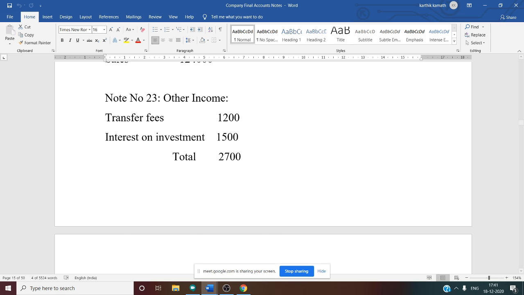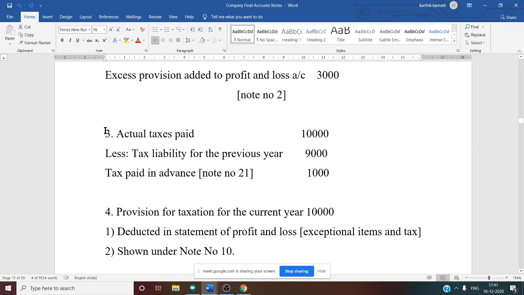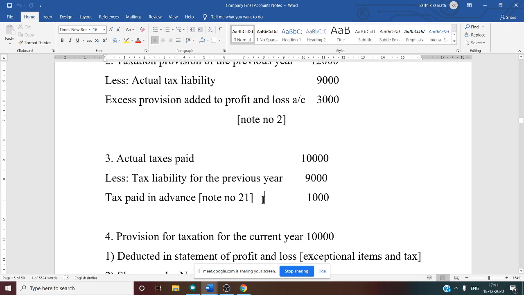Yes, see, actual tax paid. So this working note we have to see. Actual tax paid is 10,000. Tax liability for the previous year 9,000. Tax paid in advance is 1,000. So where this information is given in the question, that also we are going to see.